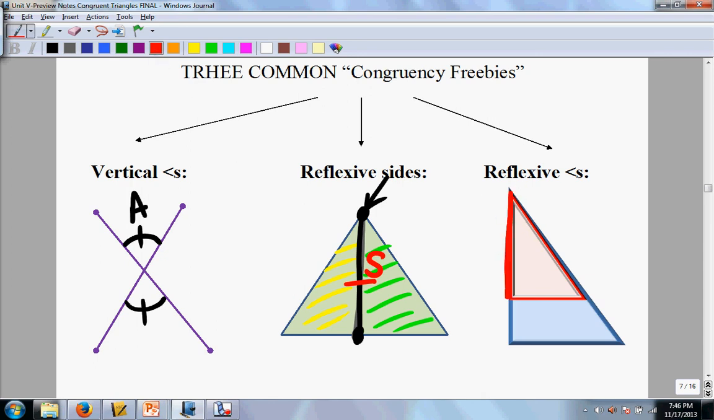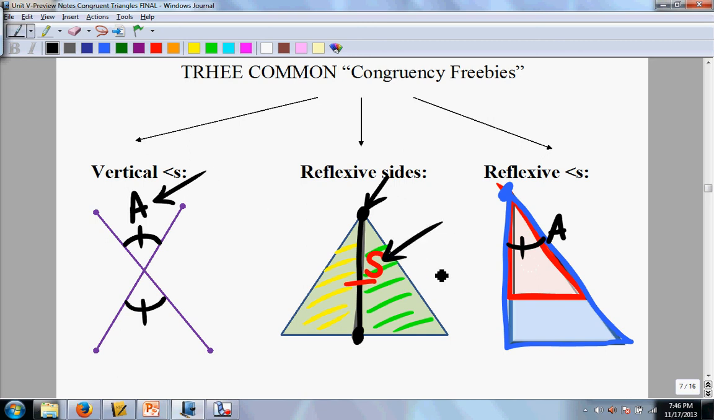Here, you should also watch out for, here we have a red triangle, and then trace with me the blue triangle. Trace the red and the blue, please. Both the red and the blue exactly overlap and share this angle. That's called a reflexive angle. Hatch mark and put an A for congruent angles. So every time we have a pair of congruent angles, we put an A. Every time we have a pair of congruent sides, put an S. And there's three things that you should watch out for: vertical angles, reflexive sides, and reflexive angles.